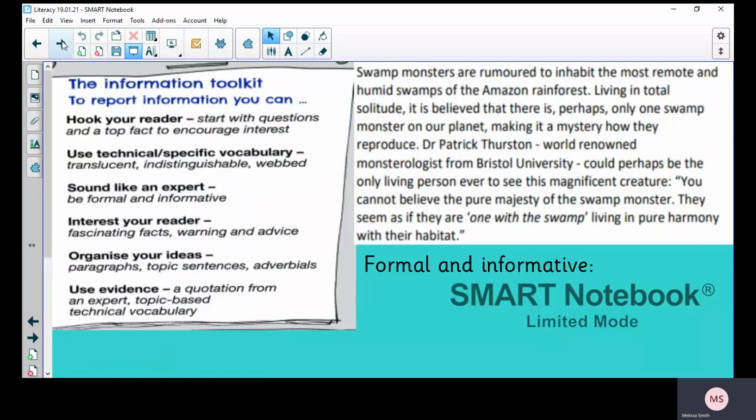Okay, so you could say this here. This is formal. "It is believed that there is." We could have said that in an informal way, such as saying something like, "some people think that." But actually using the phrase "it is believed that there is" is putting it in a more formal, informative manner. Let's look at the next one.